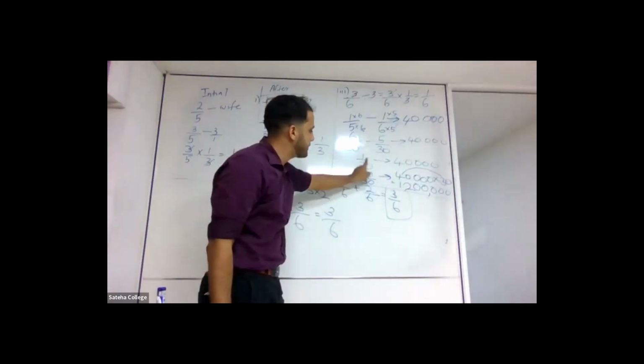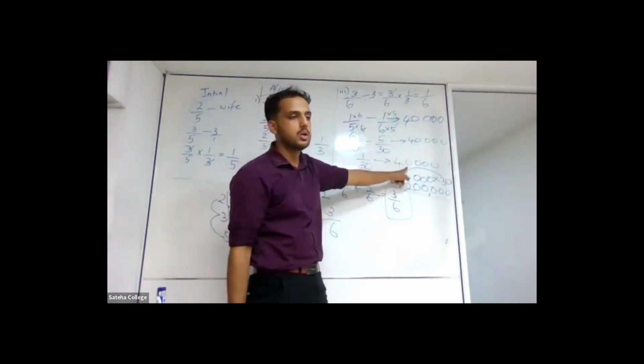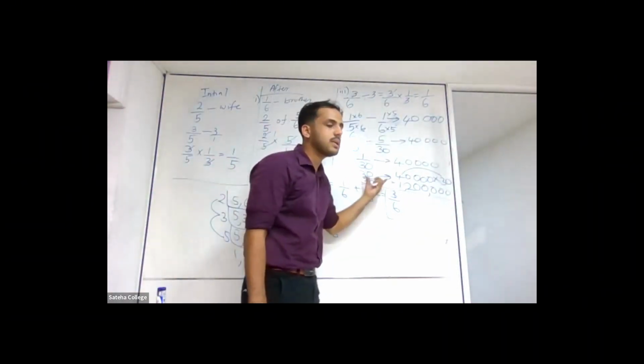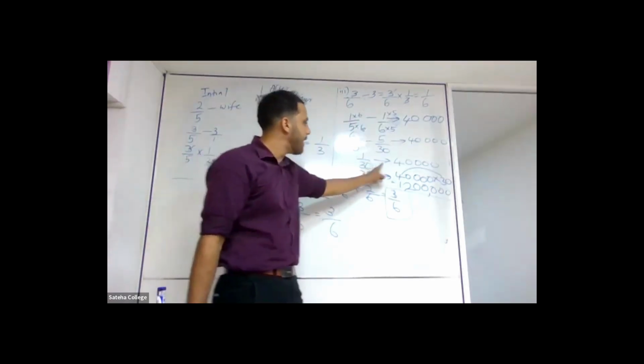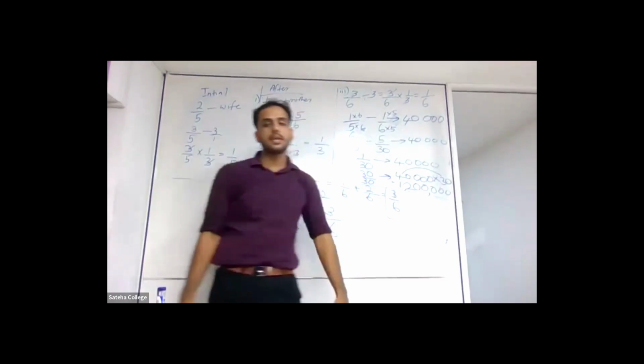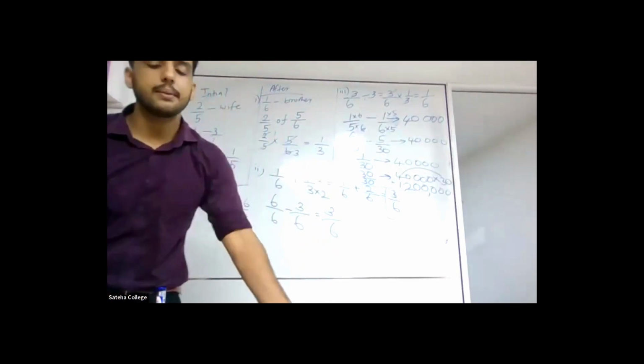Then I do the calculation. I get 1 over 30 is equal to 40,000. Again, this 1 over 30 is from the total amount because it starts from the total amount. Okay. So if one part is 40,000, 30 parts is equal to 1.2 million.